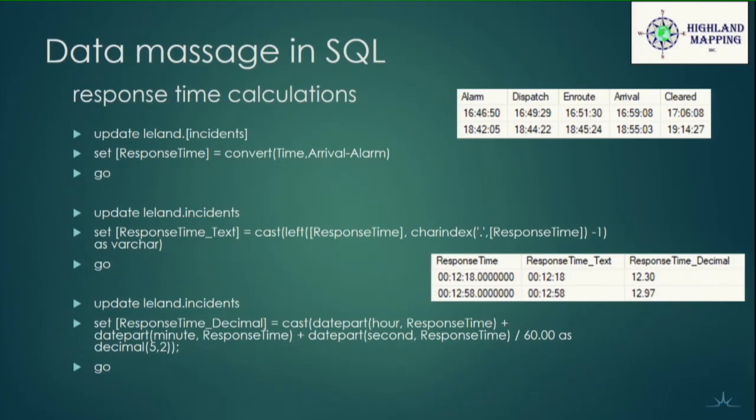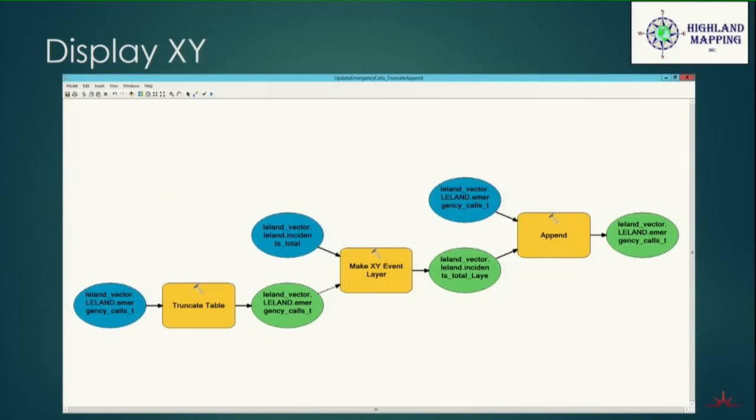So once we've done all that processing, we're ready to take all those incidents and append them into an incidents total table that has all the incidents from the previous times we've run this job. Once we do that, we can take that table and feed it into a model that creates an XY event layer and spits out a feature class in our SDE geodatabase that the web services are built off of. And then those are consumed in the dashboard and the web app.